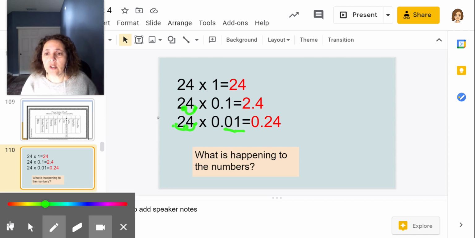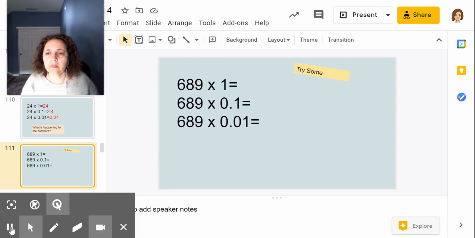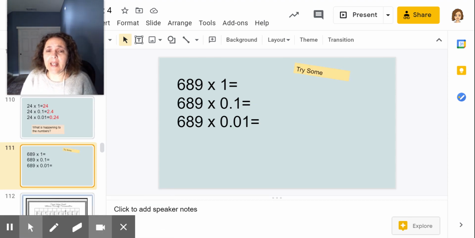Okay, so are you ready to try some? Go ahead and try 689 times 1, 689 times 1/10, 689 times 1/100. If you need to use your place value chart to see what's happening, go ahead and do that. If you've got the trick, go ahead and use the trick, and then come back to me and we'll go over the answers.